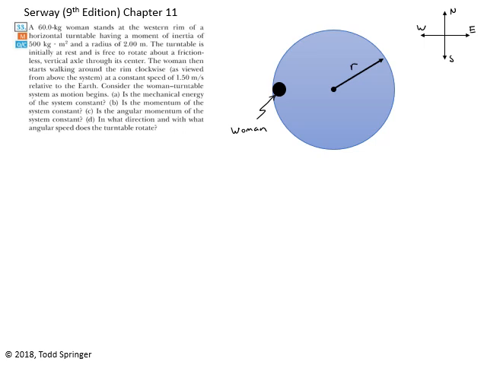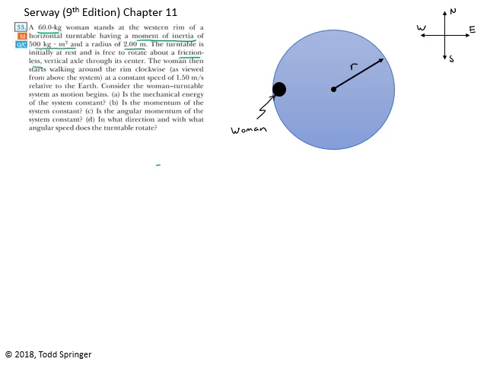So here's a quick problem from chapter 11 in Serway. It's one of these turntable type problems. You've got a woman, whose mass you know, standing on the rim of a turntable, and you know the moment of inertia of the turntable and its radius. And the turntable is able to rotate around a frictionless axle.